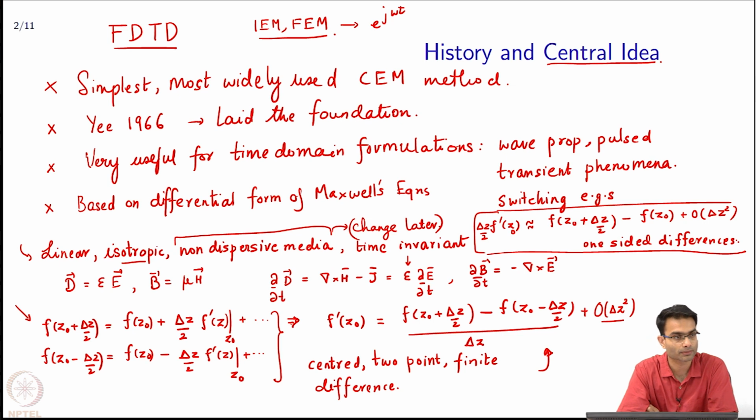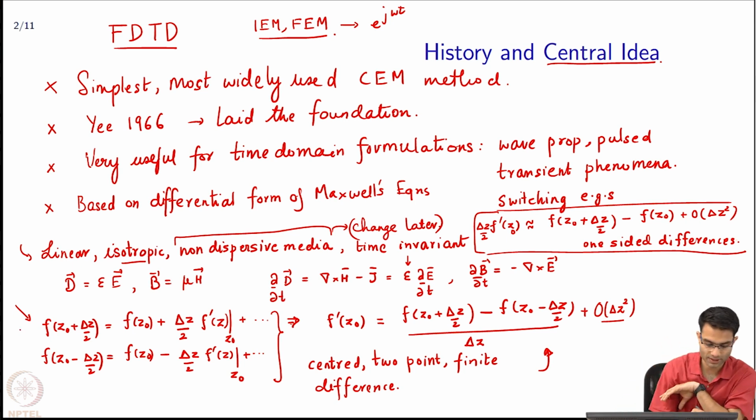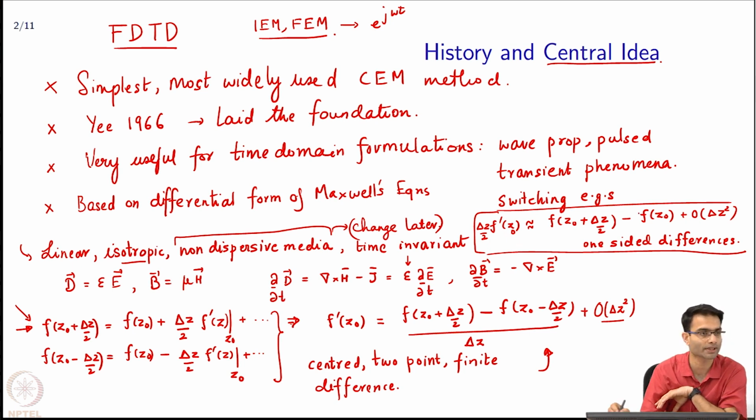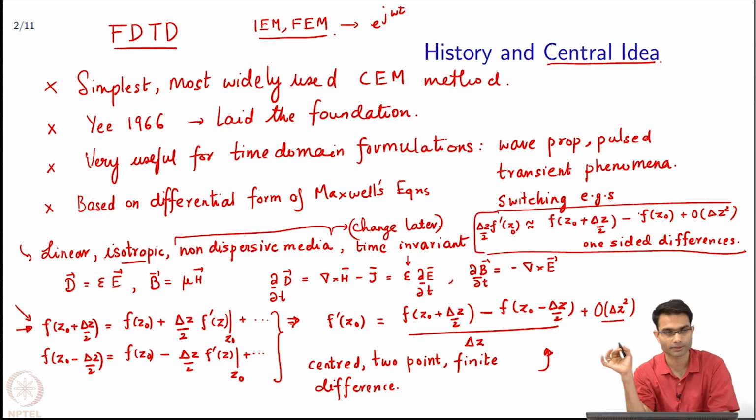Divide by delta z by 2. See, I am trying to approximate f prime z naught. No, start with this equation. Taylor's theorem, plain and simple. I am just rewriting here, bringing the f prime z naught term on one side, everything else on the other side. I have not done anything so far. And now I have divided by delta z.